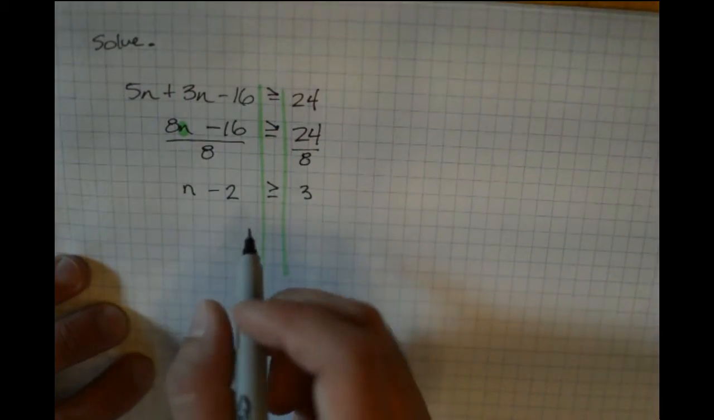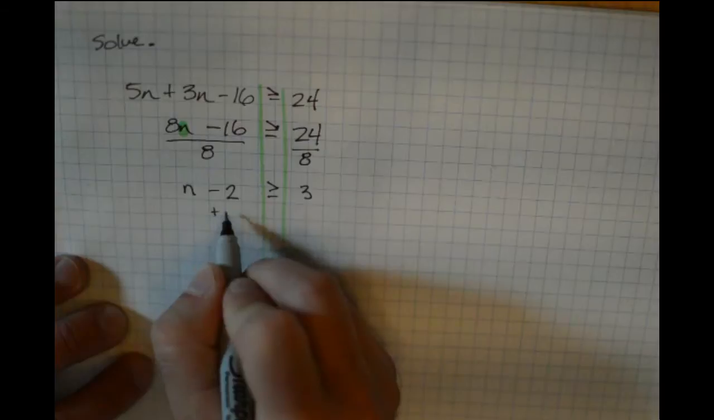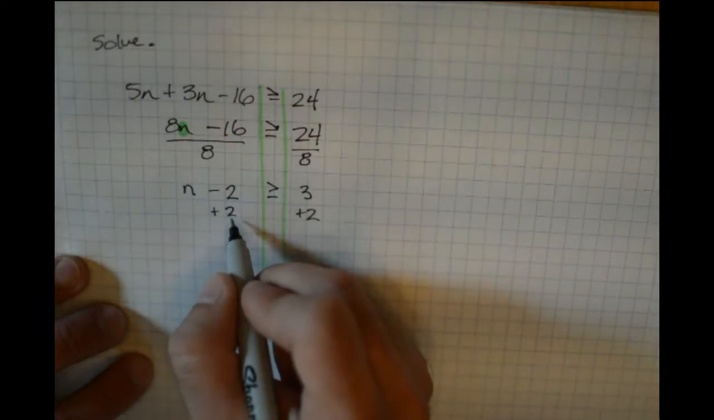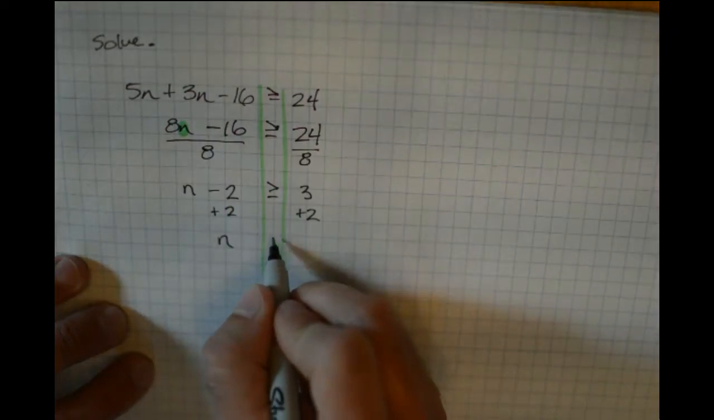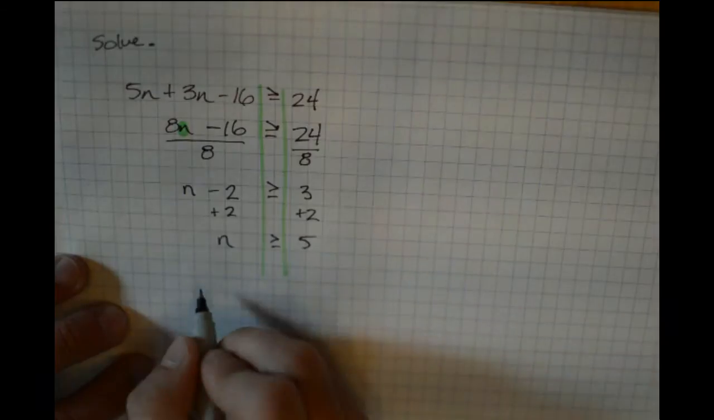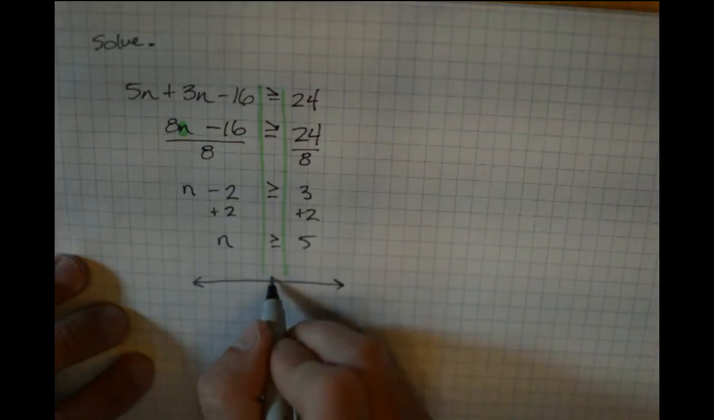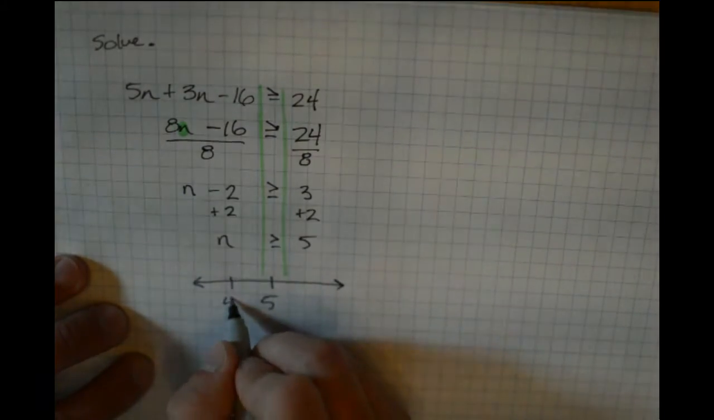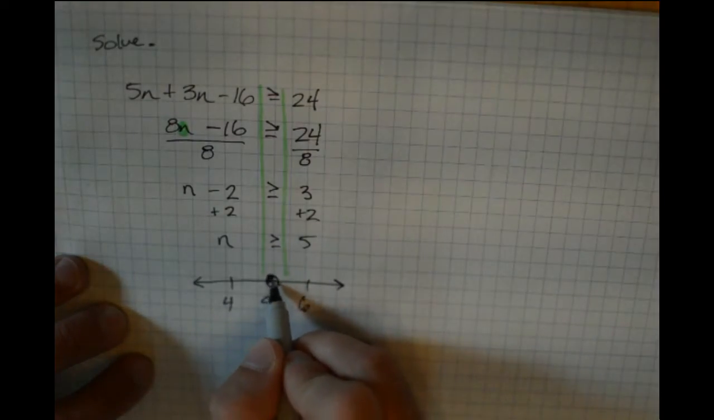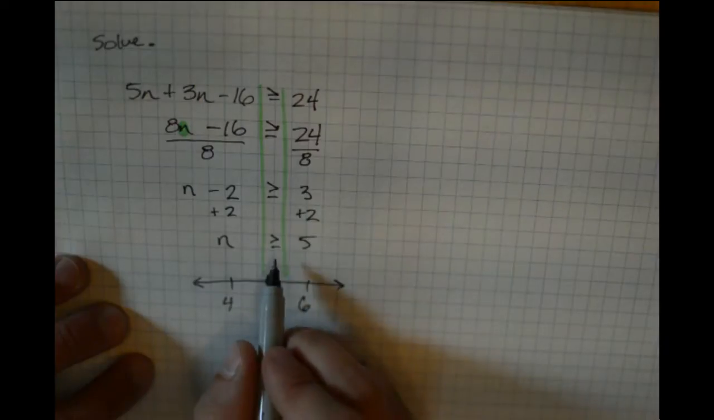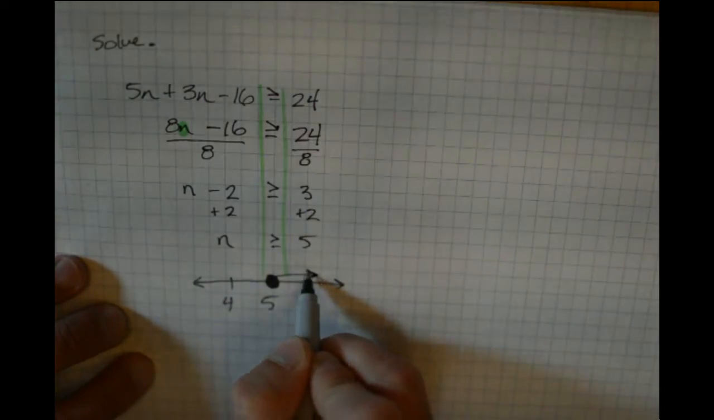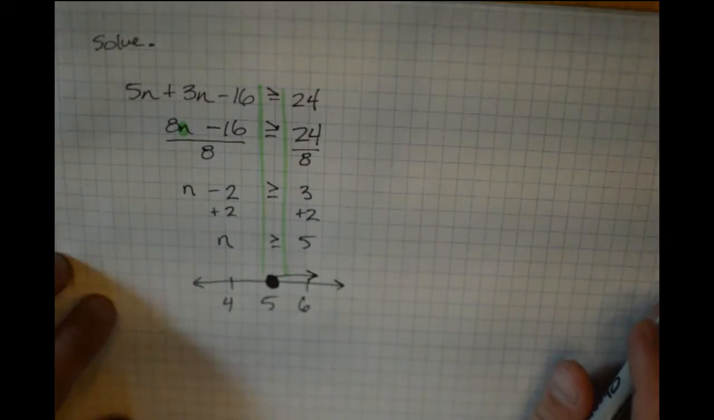I have to undo this subtraction of 2 with the inverse, which is adding 2 to both sides. Negative 2 plus 2 is 0, so I have n all by itself, greater than or equal to 3 plus 2 is 5. Graphically, I'm going to have 5. Let's go ahead and put a 4 and a 6 on there. It can equal 5, so let's have a closed circle on 5. The numbers bigger than 5 are to the right, so anything to the right should work as well.